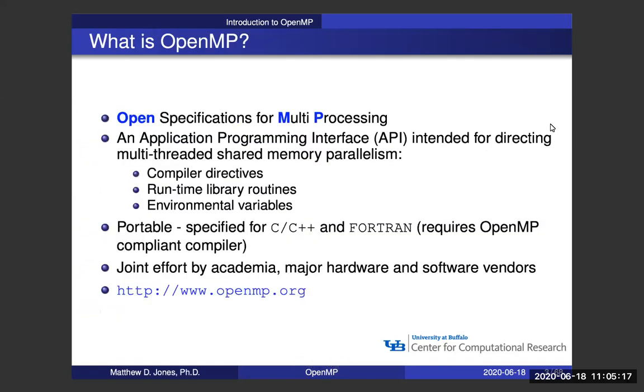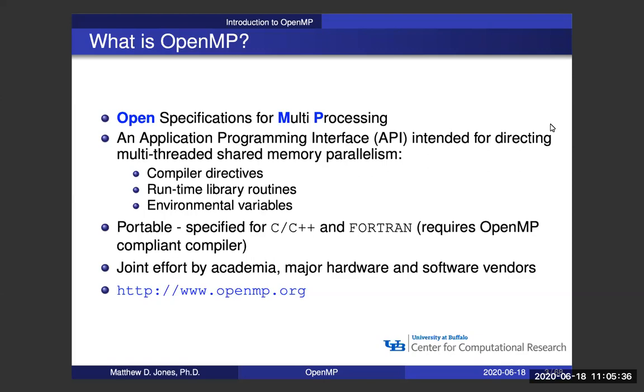So OpenMP is not to be confused with Open MPI, which is an open source software implementation of the Message Passing Interface. OpenMP is the open spec for multiprocessing. It has nothing to do with MPI whatsoever, although it can be used in conjunction with MPI, as I'll talk about more towards the end.